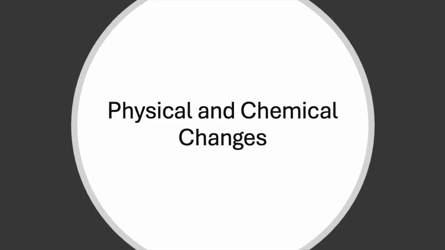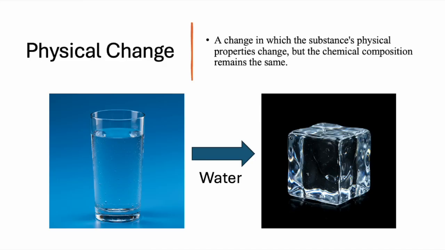Today we're going to be talking about the difference between physical changes and chemical changes. A physical change is a change in which the substance's physical properties change, but the chemical composition remains the same. For example, when water freezes and turns into ice, it is undergoing a physical change. The water molecules are still water molecules, but they're now arranged in a different way.